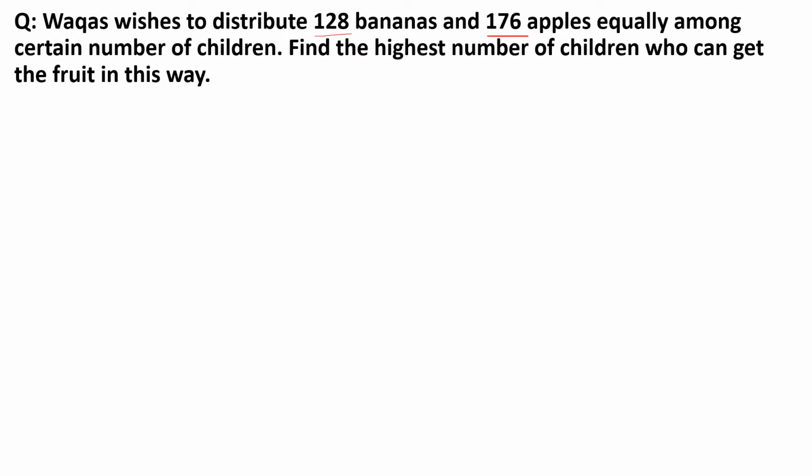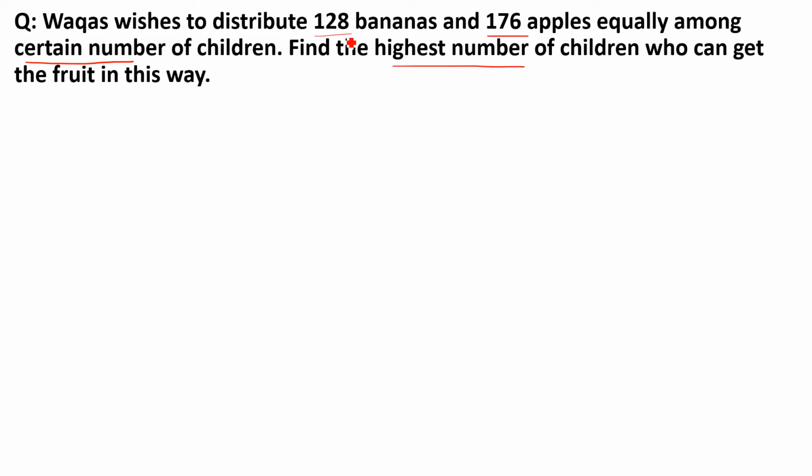So in this question, he says that Vakas has 128 bananas and 176 apples. He wants to distribute apples and bananas among a certain number of children. He does not know how many children, but a certain number of children. So this is actually the requirement. You have to find out what is the certain number of children. Vakas wishes to distribute 128 bananas and 176 apples equally among a certain number of children. Find the highest number of children who can get the fruit in this way.